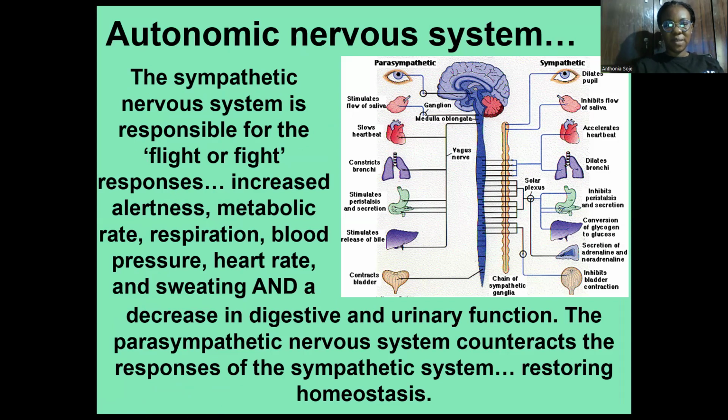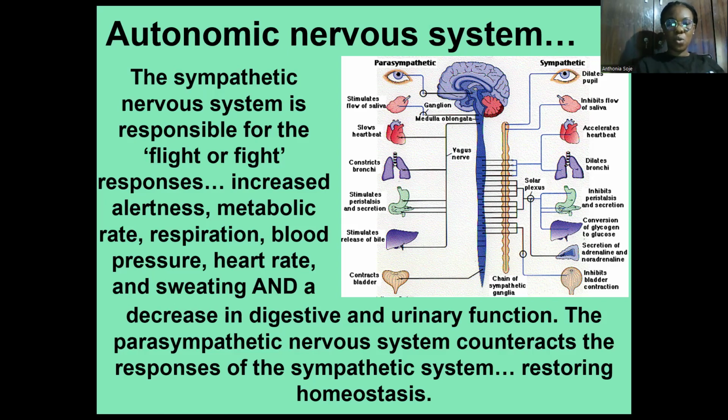And these fight and flight responses will include alertness, increase in metabolic rate, increase in respiratory rate, blood pressure will shoot up, heart rate will go up, it could be sweating, and it will then lead to a decrease in digestive and urinary function. When you have something that is quite frightening happening, you're not planning to go to the toilet to pee, so urinary function goes down. That would not be a time that you say you want to go and use the toilet. Digestive function will go down. That will not be a time you say you are hungry when you are experiencing a fight or flight situation.